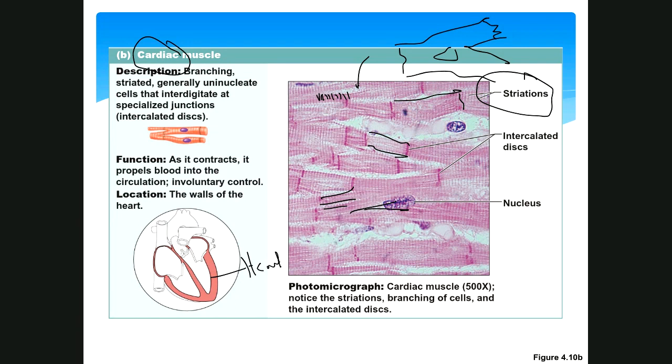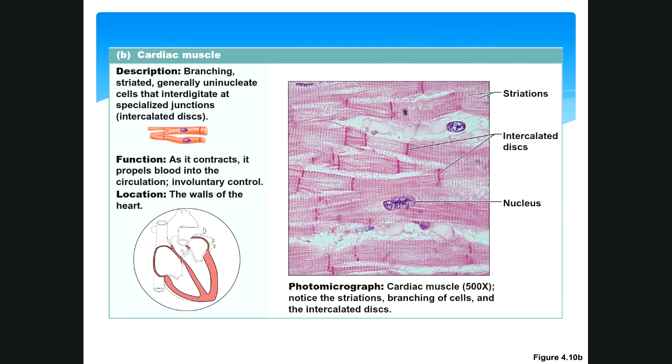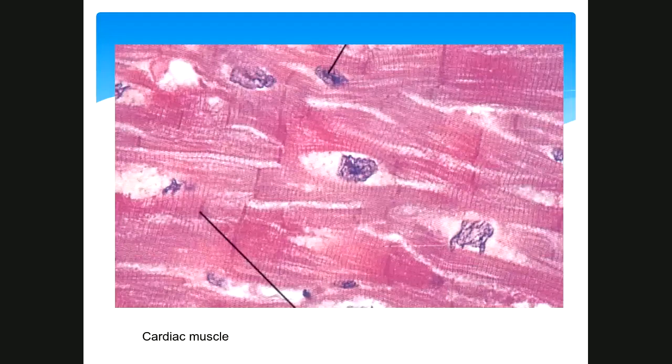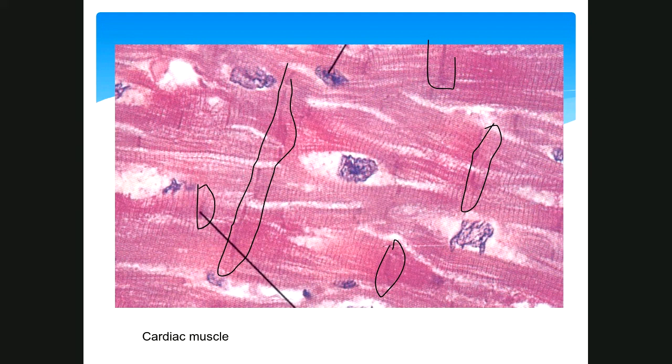But the easiest way to recognize cardiac muscle is to look for these things. These are called intercalated discs, and the only tissue with intercalated discs is cardiac muscle. So if you see those, it has to be cardiac muscle. In this picture, you can't see them very well, but they're still there. Here's a better picture. Look, all of these are intercalated discs, and here's more, and some more, and here. And then, of course, they're striped, and there's one nucleus per cell.